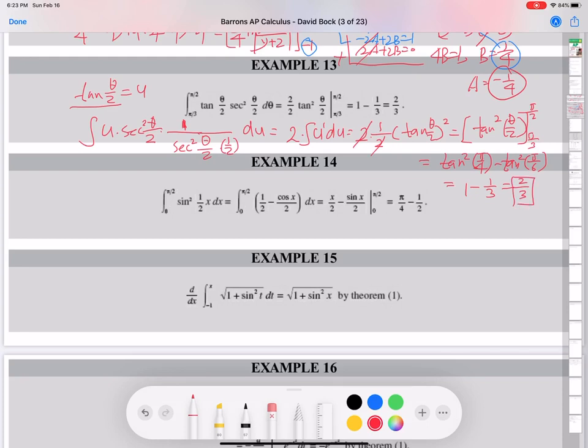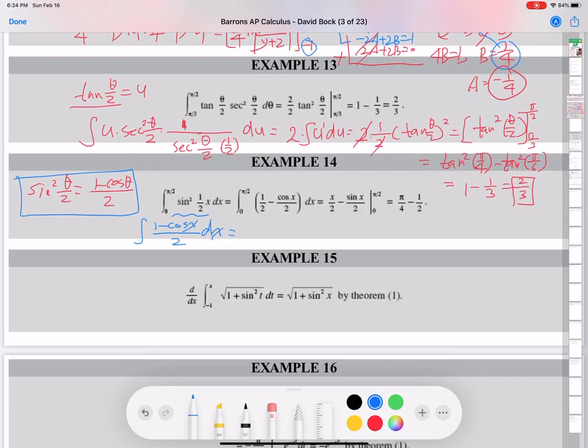I used u substitution. What about example 14? It is a half angle identity problem. What is the half angle identity for sine? Sine squared theta over 2, that is what? 1 minus cosine theta over 2. This is the half angle identity for sine. So you can change this part to the integral of sine squared, no, not sine squared. By the formula, the integral of 1 minus cosine x all over 2 dx.